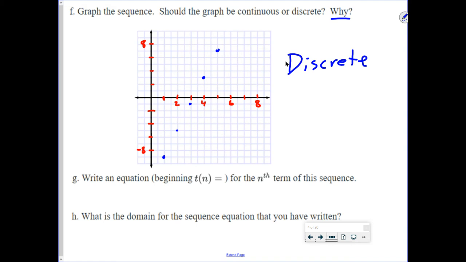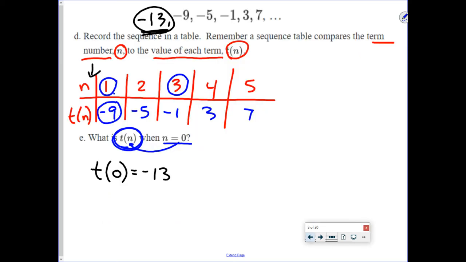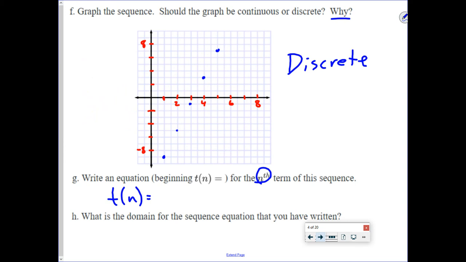Now here's a challenge. Write an equation beginning with t of n for the nth term in the sequence. In other words, write an equation that can help me find any term in the sequence. And yes, you're going to start with t of n. So what is the equation for this problem? Well, think back to your work over here. Think to your graph. As you notice, this does seem to be linear, so it should follow the y equals mx plus b format.